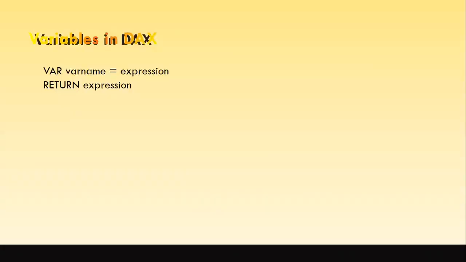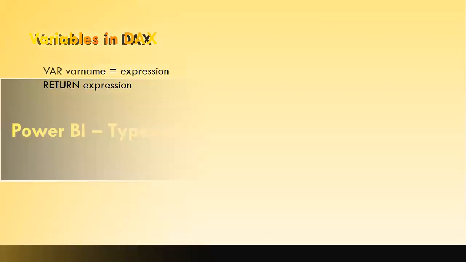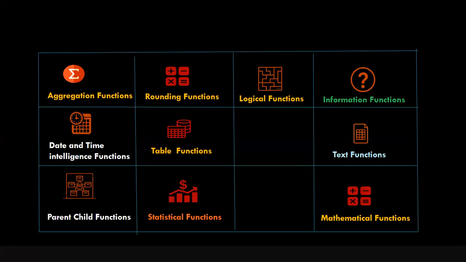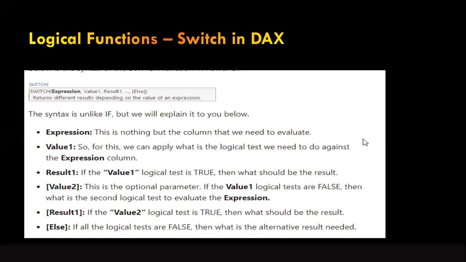Anyhow, though I checked it multiple times, since I'm using the table here, it is not that helpful. Variables in DAX, how do you define a variable? There is a reserved word called VAR, followed by the variable name, then an equal sign, then the expression, and then we return the expression. Anyhow, we'll take a look at the variables a little later. The logical function SWITCH, I will show you how to use that a little later.